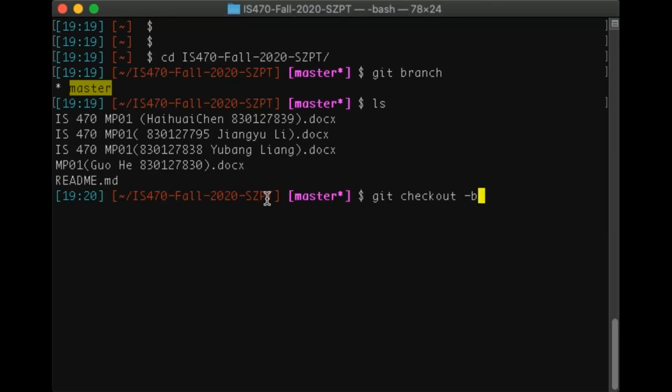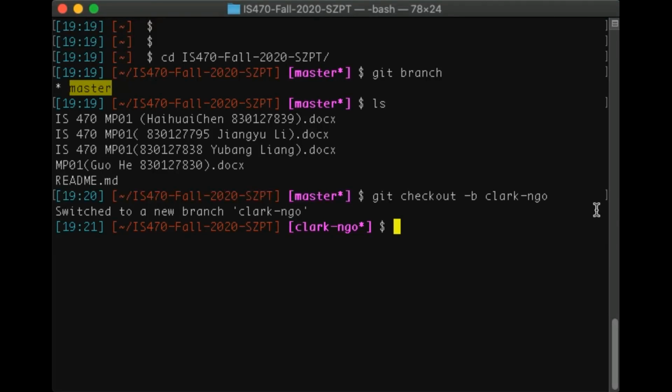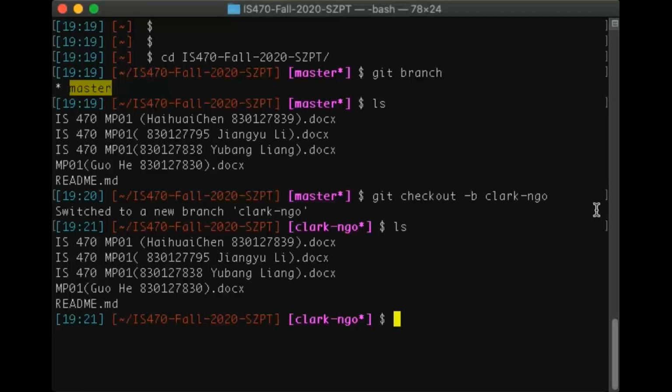In my case, I can do git checkout -b, and I'll just use my name, right? So git checkout, and the option for that one is -b to create a new branch, right? And then the name that I want for my new branch. And once I hit enter, it now switches to the new branch. So it creates and switches. What basically happens is it will create a new branch from master. When I say from master, I also get the same thing from the master branch, right?